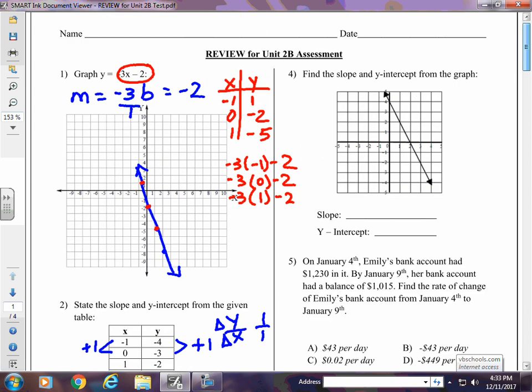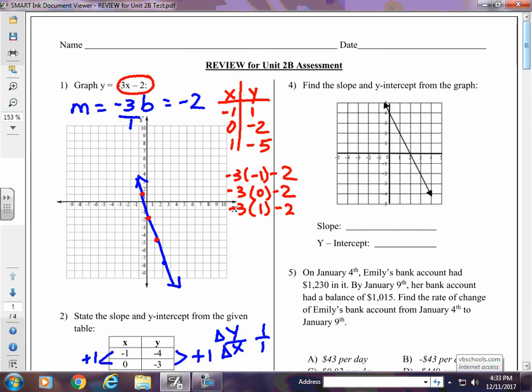Okay, when we go up to number 4, you're going to find the slope and y-intercept from the graph. Remember that the y-intercept is always on the y-axis. So if you travel along the y-axis until you find a spot the line crosses, that's the number you want. So that's at positive 4. Now for the slope, you need to have 2 dots in order to do the slope. So pick any other dot that you have on the graph that would work.